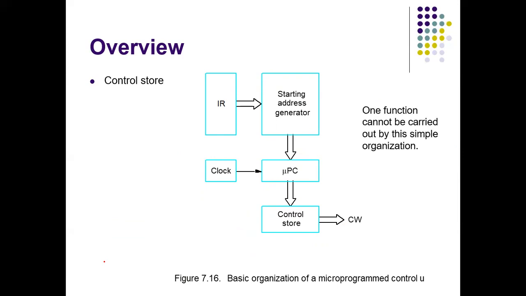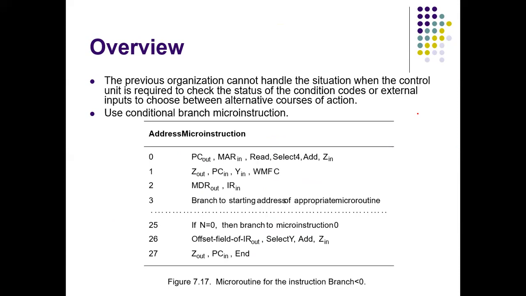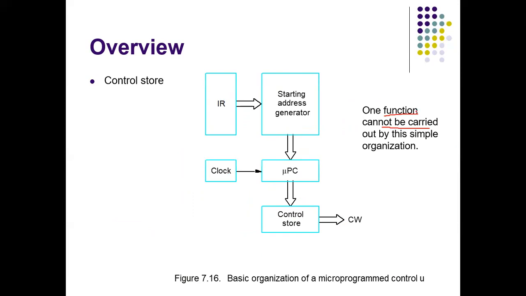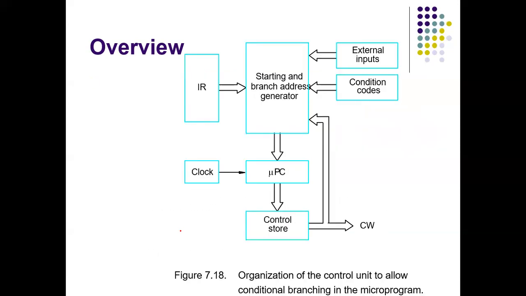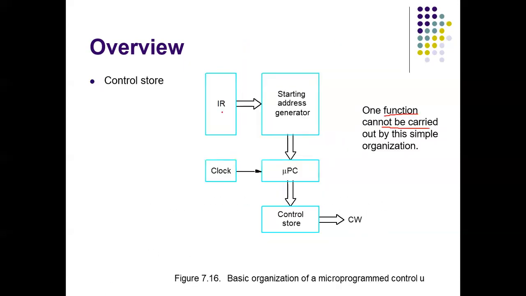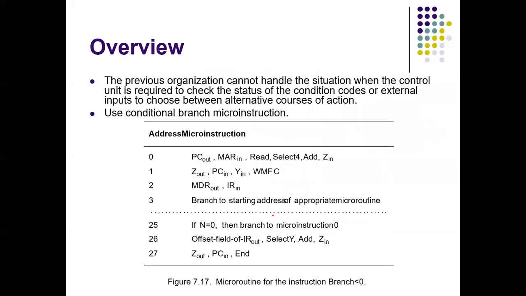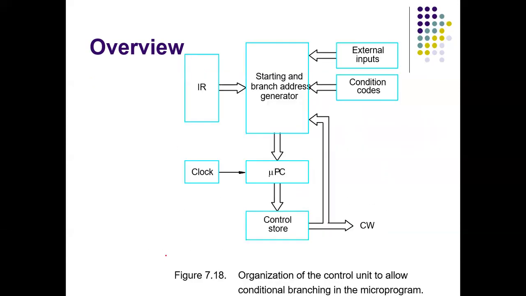But this particular organization cannot carry out one particular function. What is that function? If you want to perform a branch instruction, that logic is not included in this organization. So how should it be done? This particular model or organization should be slightly modified, something like this. Then you can perform the branch instruction.